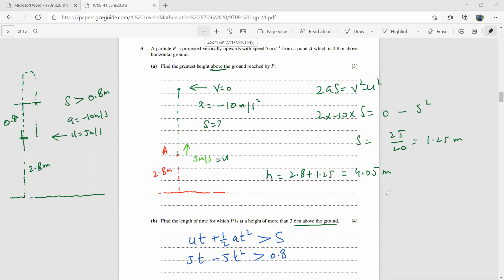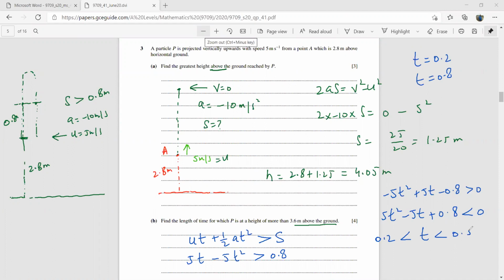This would become minus 5t square plus 5t minus 0.8 is more than 0. You multiply both the sides with minus here. This is 5t square minus 5t plus 0.8, and that is less than 0. You solve this through the quadratic formula. I remember since we did this already. So one of the times is 0.2, the other time is going to be 0.8. So this inequality solution becomes between 0.2 and 0.8.